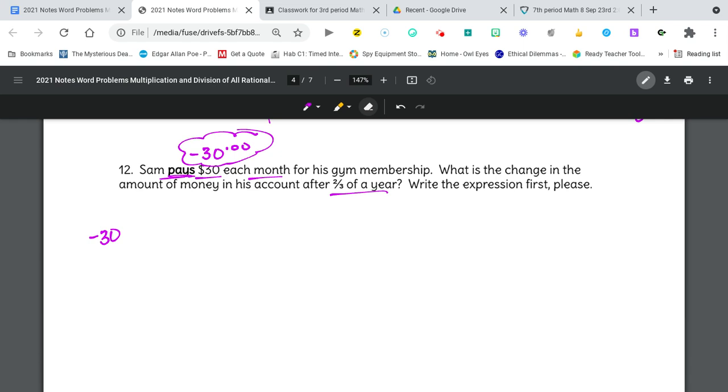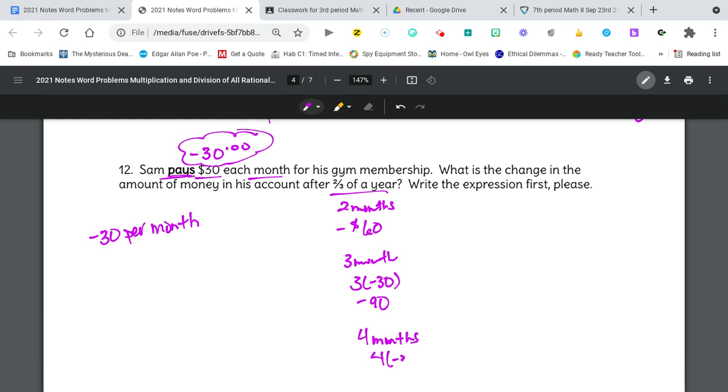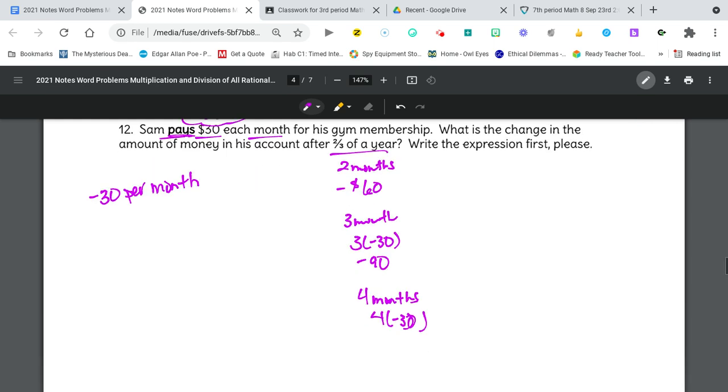All right, so I know it's $30 coming out each month. Now, had it said 2 months, instead of 2/3 of a year, I could automatically say that would be -60. Or had it said 3 months, I could have just done 3 times -30 and gotten -90, okay? 4 months, I could have done 4 times -30 and said would have changed it by -$120. In other words, $120 would have been deducted from his account.